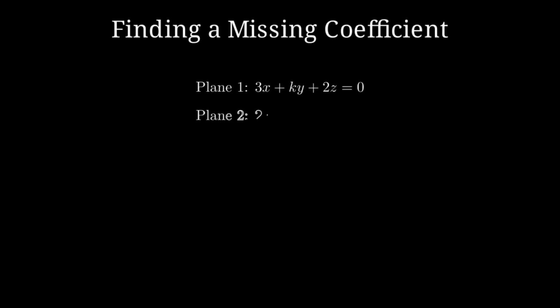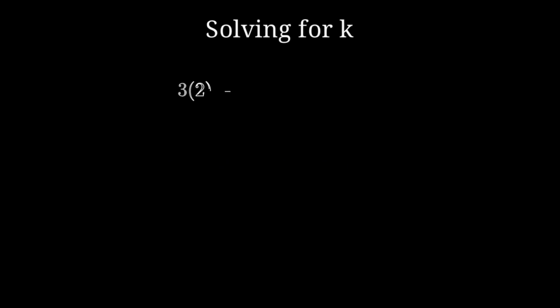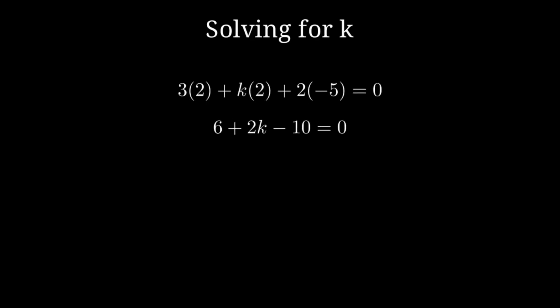Often, you will need to find a specific value to make planes perpendicular. Here, we have an unknown coefficient k in the second position of the first normal vector. We set the dot product to 0 and solve the linear equation. 6 plus 2k minus 10 equals 0. This simplifies to 2k equals 4, meaning k must be 2 for these planes to be orthogonal.